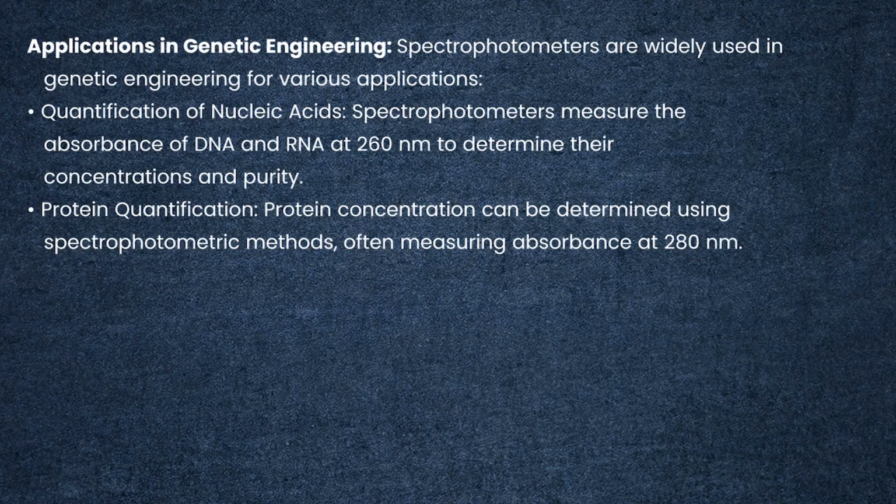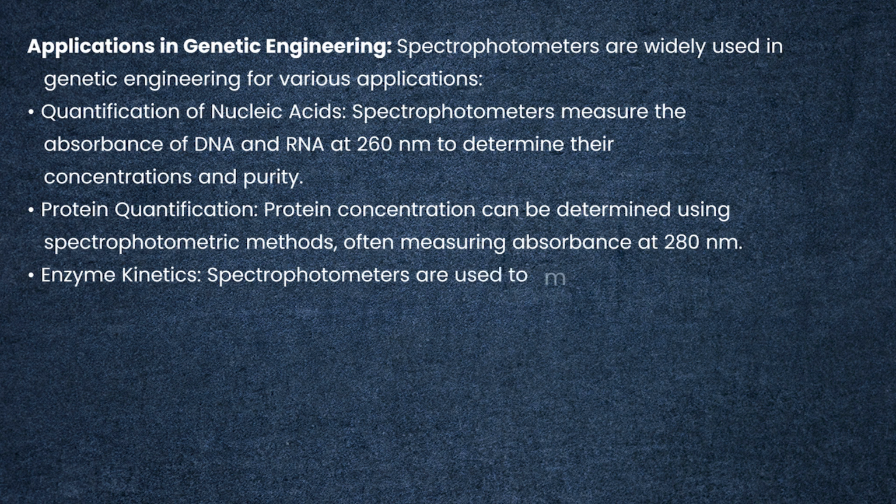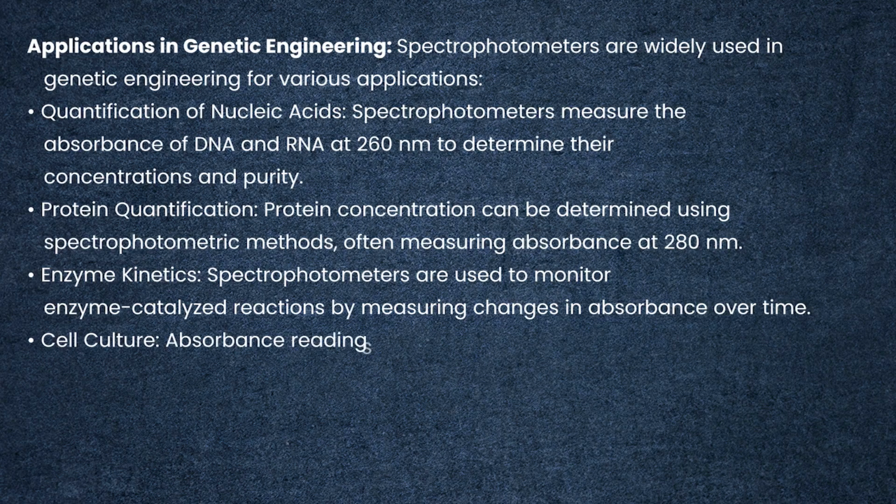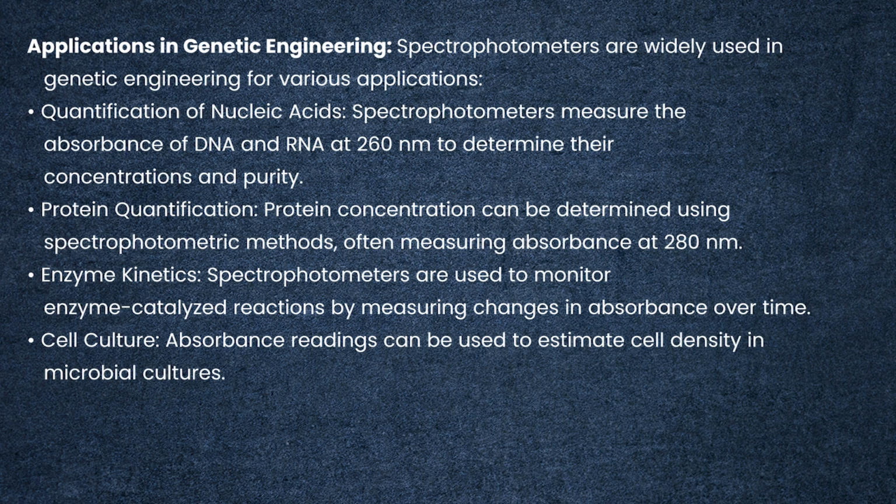Otherwise, for protein measurement the wavelength to be taken is 280 nanometers. Next is enzyme kinetics, a very important application. Spectrophotometers are used to monitor enzyme catalyzed reactions by measuring changes in the absorbance over time. Next is cell culture. Absorbance readings can be used to estimate cell density in microbial cultures. There are many other applications; these are the major applications mentioned here.